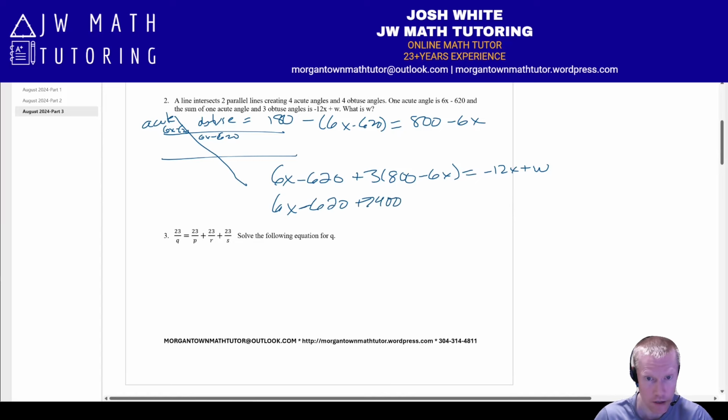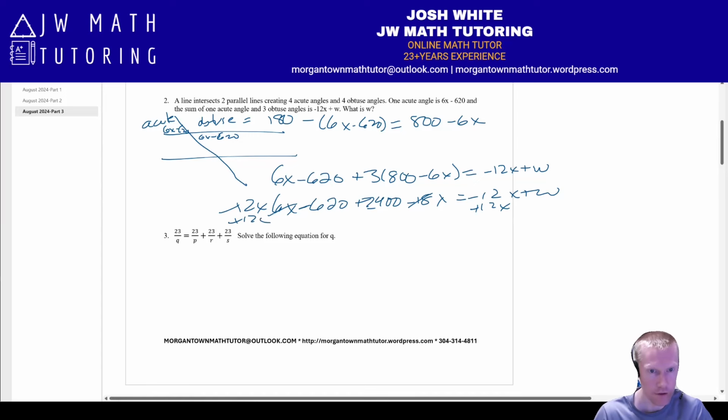Plus 2400 minus 18x, and then of course that's equal to the negative 12x plus w. And so notice here, 6x minus 18x, these two combine and make negative 12x, and then that's just going to cancel out with the negative 12x on the right. You know, if you want to add 12x, both terms will drop out.